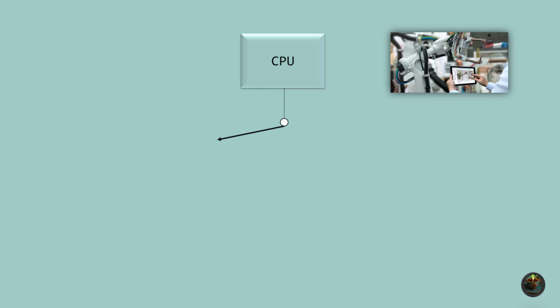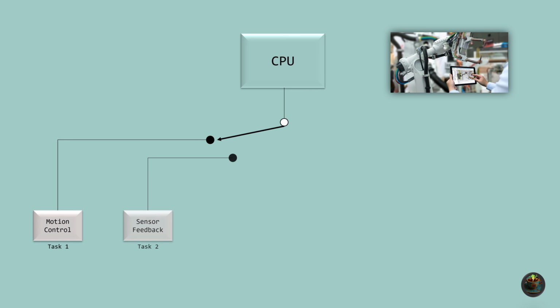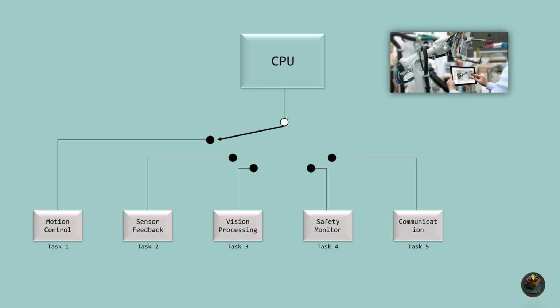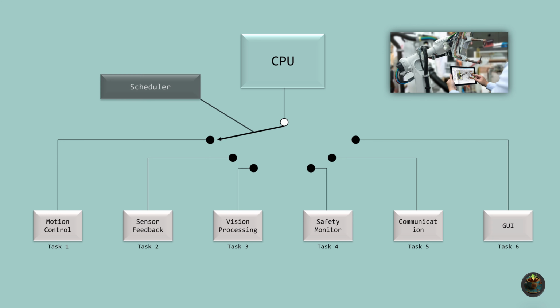Still confused? Now let's take a real-world example. Here is a robotic arm performing surgery. Precision, timing, and coordination matter more than anything. Behind the scenes, the RTOS juggles 6 critical tasks. Motion control, for accurate movement. Sensor feedback, constantly checking position and force. Vision processing, interpreting camera input in real time. Safety monitor, ready to halt everything if something goes wrong. Communication, talking to the surgeon's console. And GUI, for status updates and controls. Each of these tasks needs to execute at the right time, with the right priority, and the RTOS handles it effortlessly.